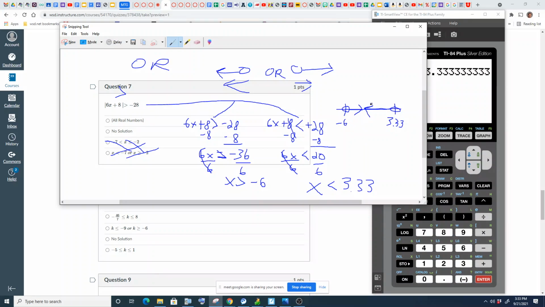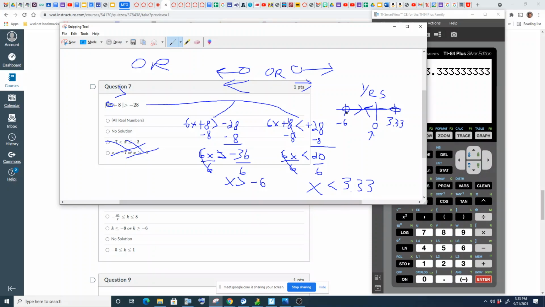So then if we do a test point to see what's going on, between negative 6 and 3.33, maybe 0. If I plug a 0 in, that goes away. 6 times 0 is just 0. And then is 8 greater than negative 28? Well, yes, it is. So that means we're right. It's in between those two things.